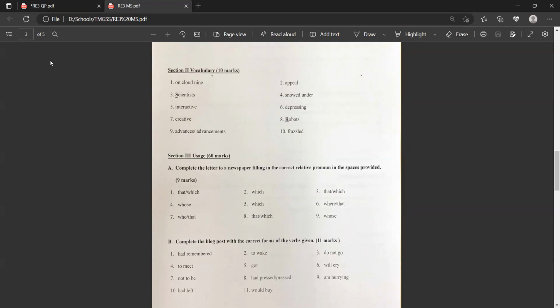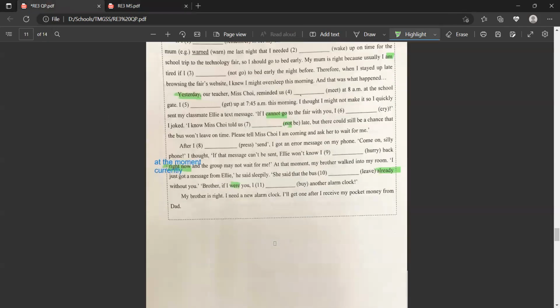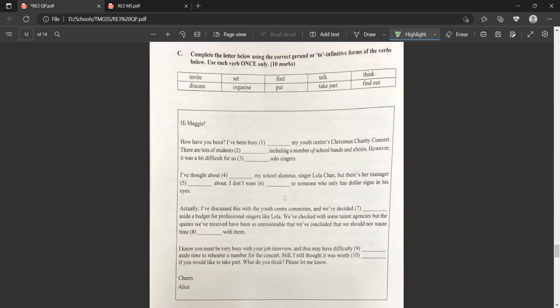Part C. It should be the most difficult one for you. You have to choose which verb to use. I've been busy organizing the concert. Okay. There are lots of students taking part. Okay. That means joining. Including a number of school bands and choirs. However, it was a bit difficult for us to find solo singers.